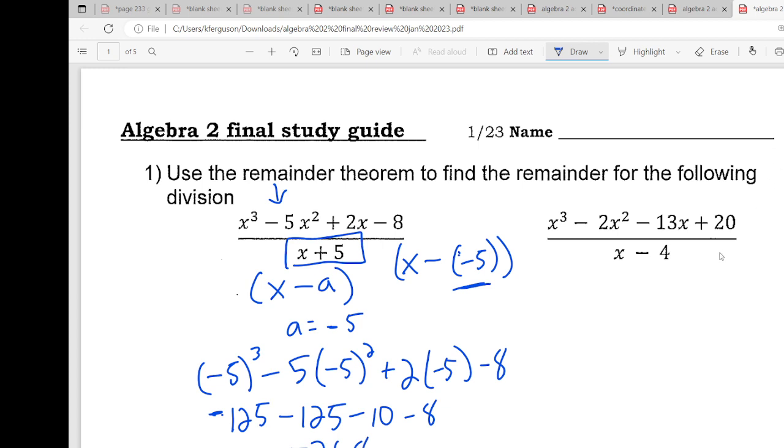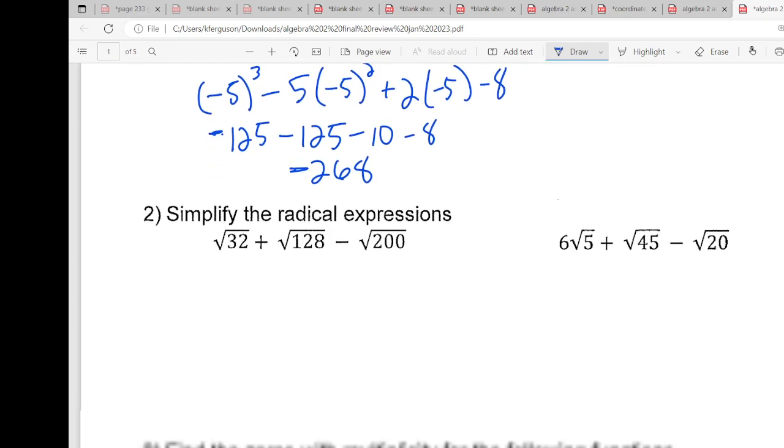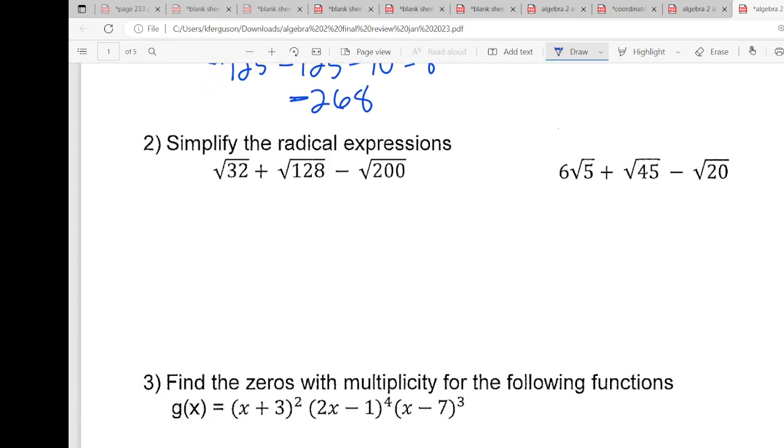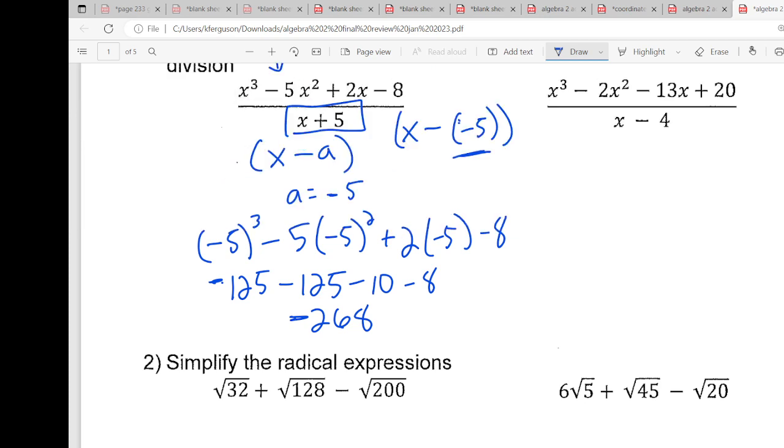All right, so this second one, I'm going to leave for you. So next, it says simplify the radical expressions. Well, these are all radicals.